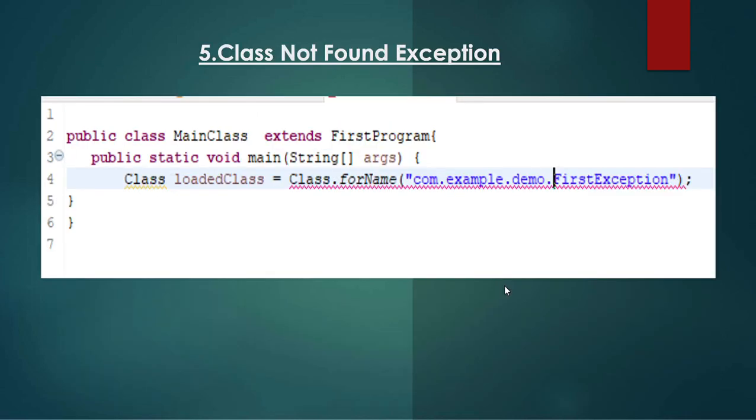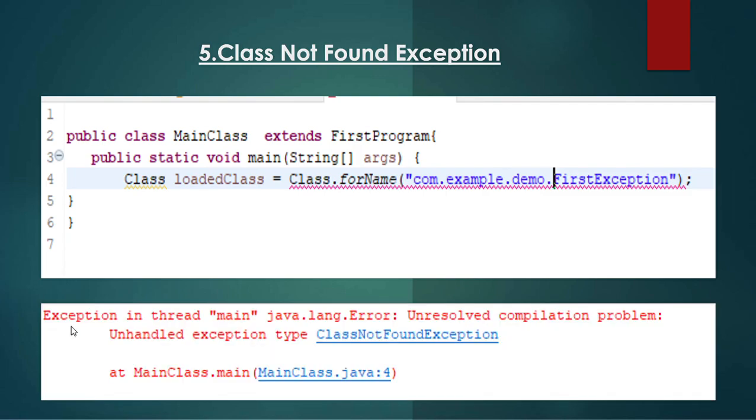Next we have ClassNotFoundException. With Class.forName, we are trying to load this class, for example com.example.demo.FirstException. This class is, let's say, not present at this place. What will be the exception? ClassNotFoundException, but at compile time. It is showing us with a red line that there is some error in this line. We could have corrected it, but if we still try to run this, the message will be: Exception in thread main java.lang.Error, unresolved compilation problem, unhandled exception type ClassNotFoundException.